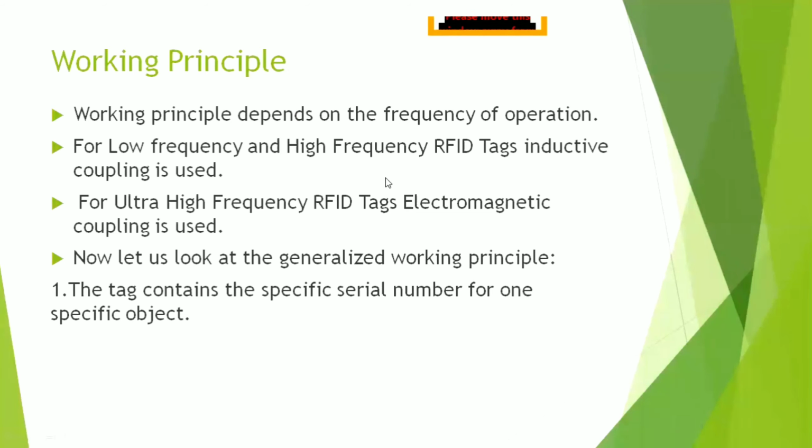Now you may have a question in your mind: what is the difference between inductive coupling and electromagnetic coupling? Inductive coupling is when we have two magnets, and due to the magnetic field of one magnet, current gets induced in the other magnet. That is known as inductive coupling.